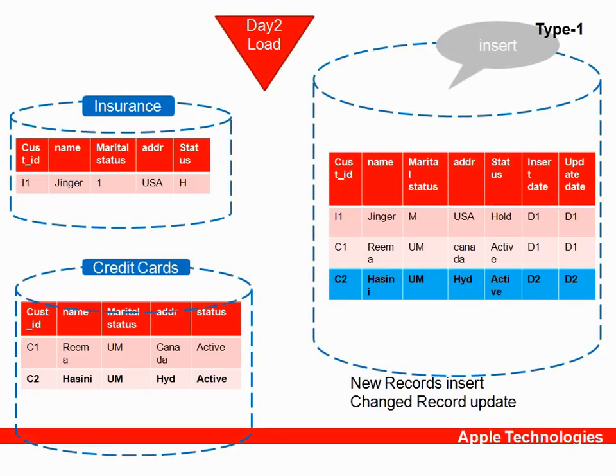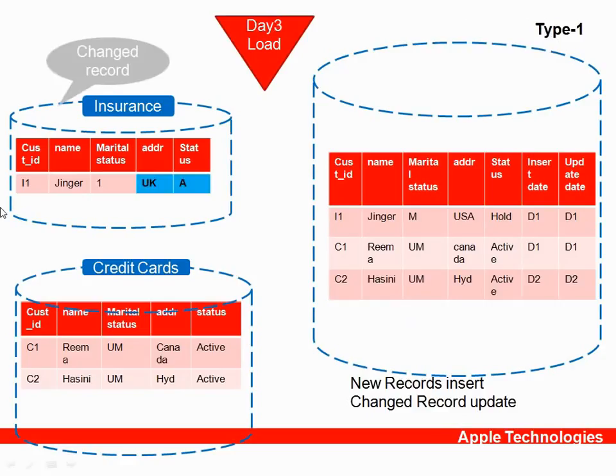Now in this case, we already have this customer C1, and previously we had USA and H means hold. We already have that information. But on day 3, what happened? There is a change in the behavior of customer C1. Previously USA, now it is UK because there is a change. As per the change, what are we supposed to do? Changed record, we have to update it. So you write logic in Informatica to identify which record has been changed compared to the previous one, go there and simply update it.